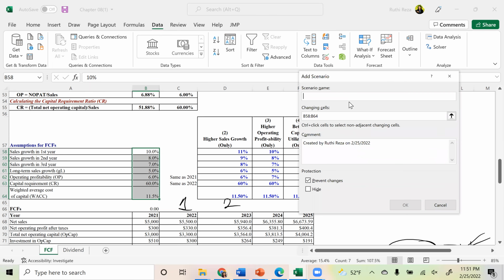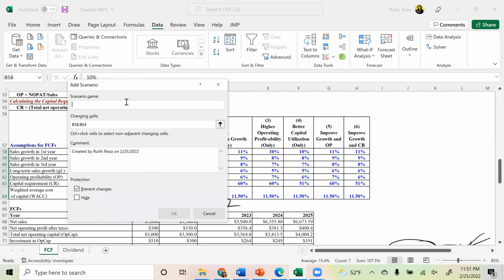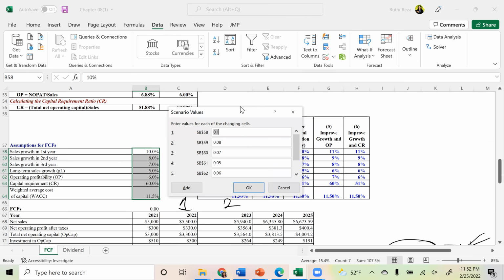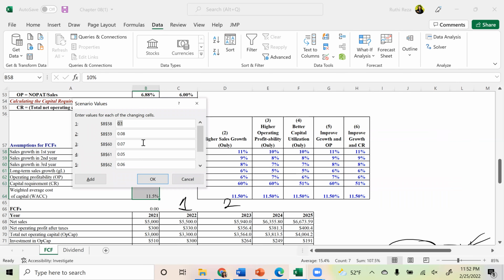Then add another scenario. Our next scenario is better capital utilization. Again, we are going to perform this scenario by changing the cells in the assumption section. Hit OK. Now put the new numbers: 10%, 8%, 7%, 5%, then 6%. Next one should be 51%. And then weighted average cost of capital should be 11.5%.